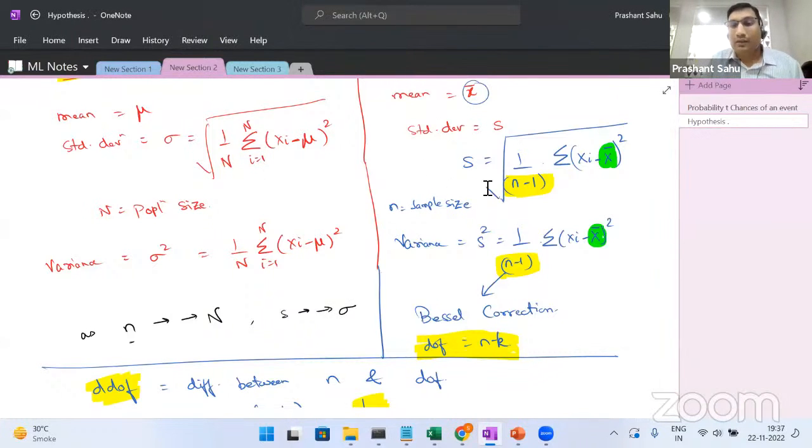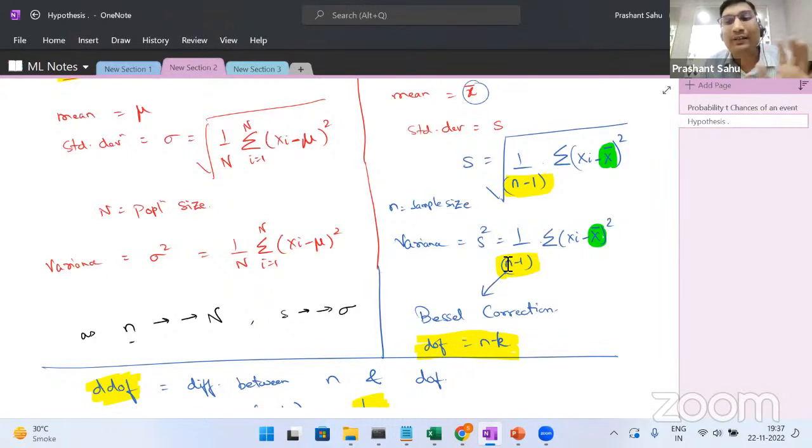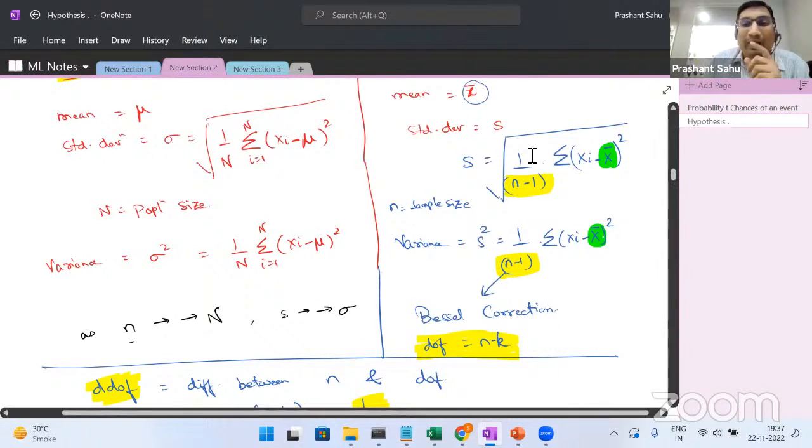Anyway, so here again the same denominator. Here it was capital N, the total number of data points in the entire population, but here it is n minus 1. So you are reducing it by 1, and there is a reason for it. Normally we call it Bessel's correction, and we can also interpret it through the degrees of freedom. What is that degrees of freedom? Basically, while calculating the standard deviation and the variance, you are using one of the sample parameters, X bar, to calculate the standard deviation and the variance.